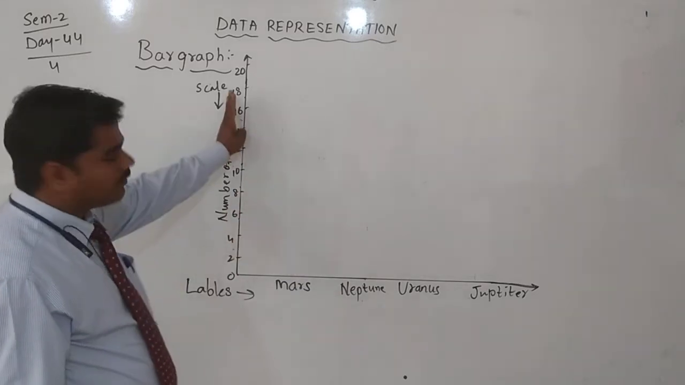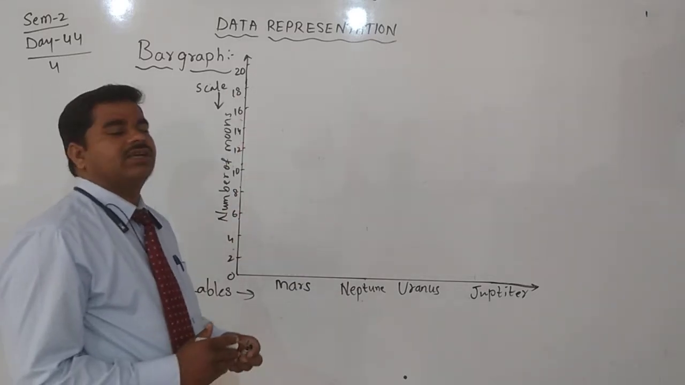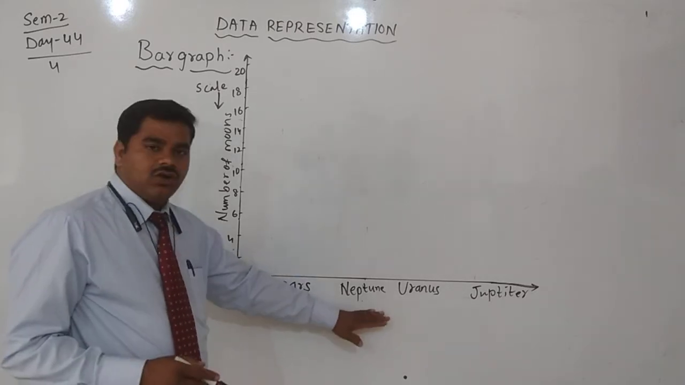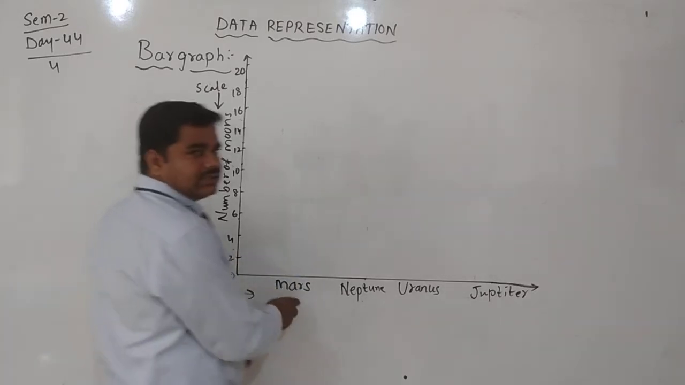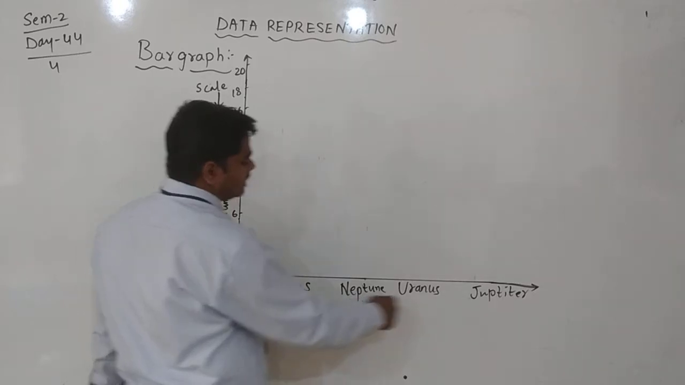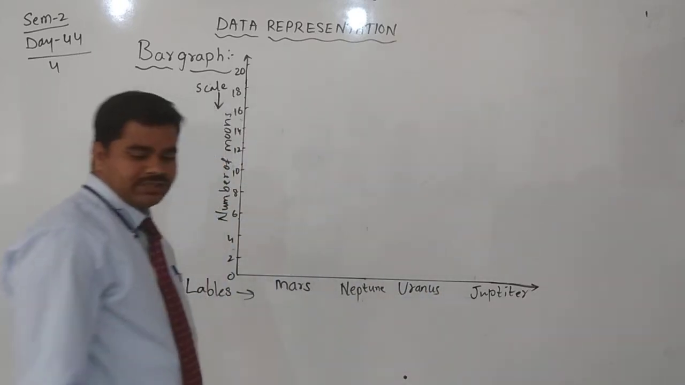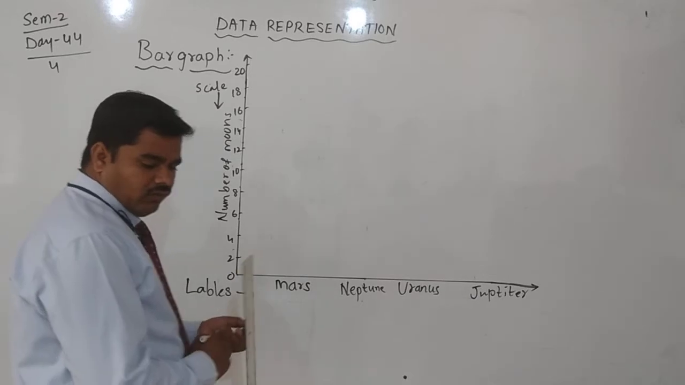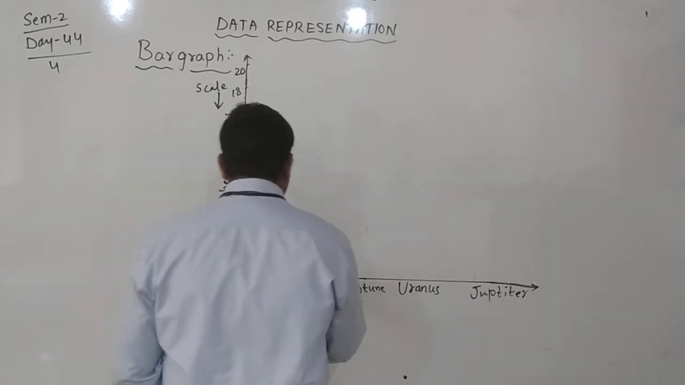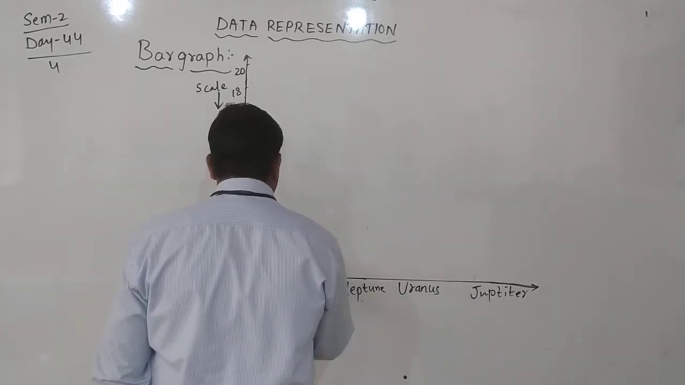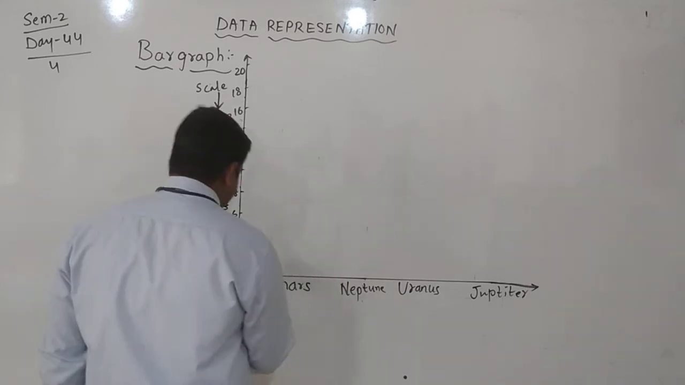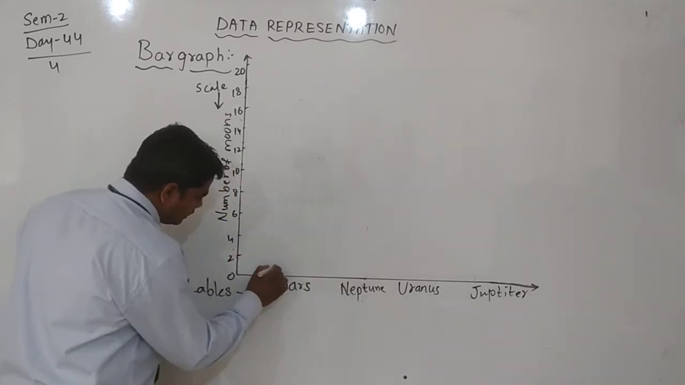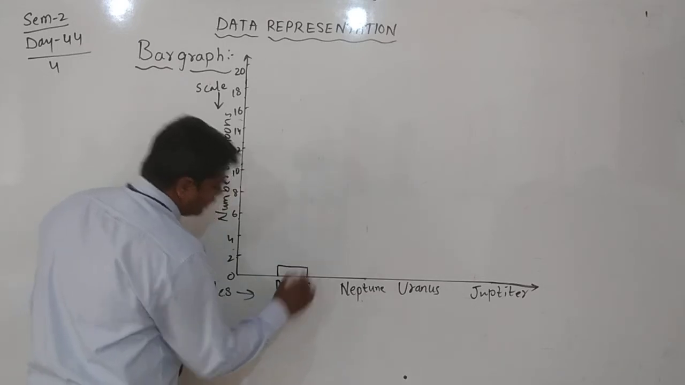About the vertical line, what's given? Number of moons. About the horizontal line, these are the planets: Mars, Neptune, Uranus and Jupiter. We can draw. First, Mars has only one moon. Not here, there is a 2. Half of it. Yes, Mars has only one moon.